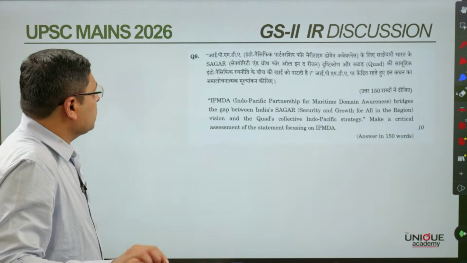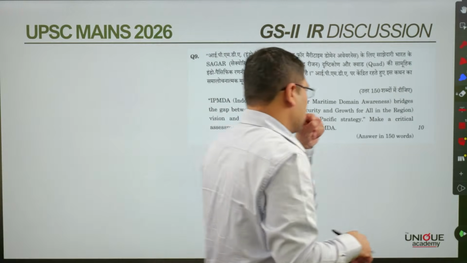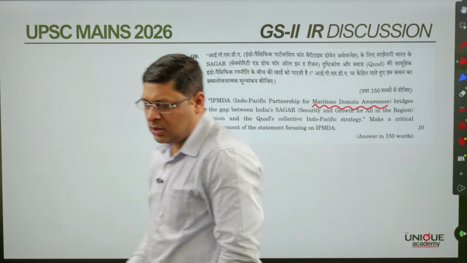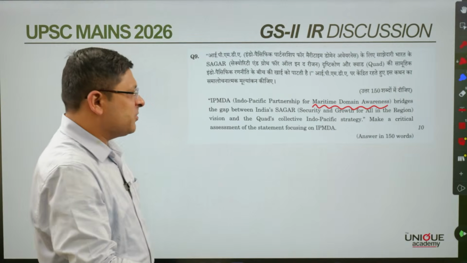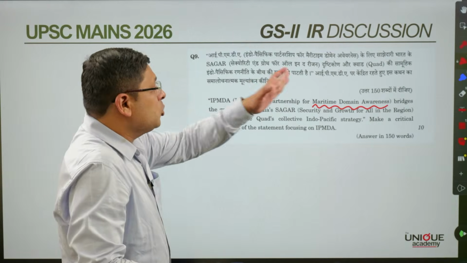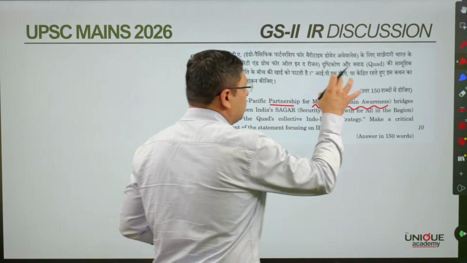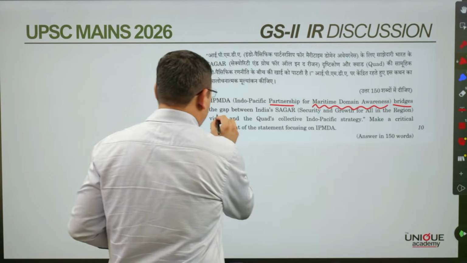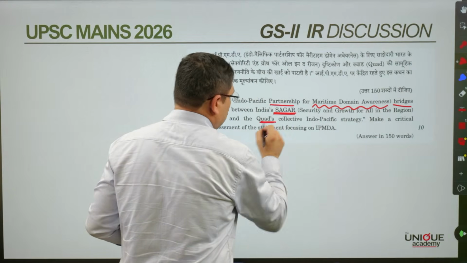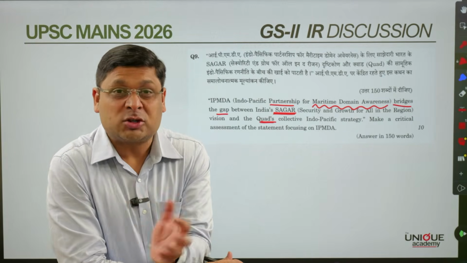Let's read this question carefully. So IPMDA, Indo-Pacific Partnership for Maritime Domain Awareness. This topic has become very important everywhere, right? It's not just about the Indo-Pacific. It's about the Indian Ocean in general, the Pacific Ocean, and particularly the Arabian Sea, Strait of Hormuz, Mediterranean. So maritime domain awareness is an important topic these days, right? The statement says Indo-Pacific Partnership for Maritime Domain Awareness bridges the gap between India's SAGAR vision and Quad's collective Indo-Pacific strategy. The question itself gives us a lot of hints as to what is to be included, right?